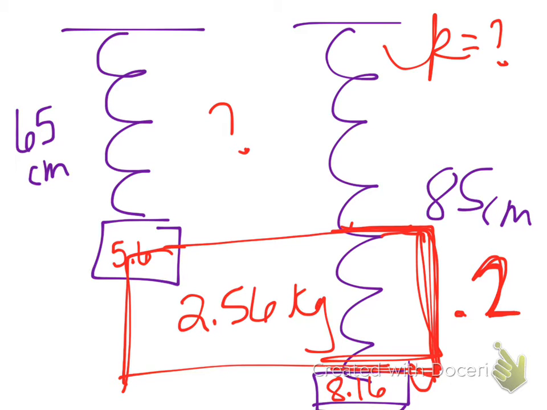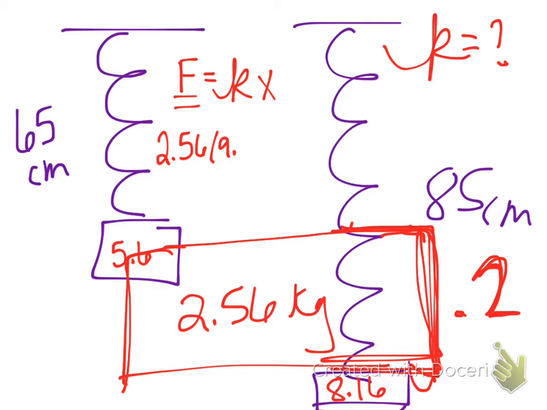Okay, so if I want to solve for my spring constant, I'm going to say F equals Kx. What force is causing this thing to stretch? Gravitational force. So I'm going to use this mass that I know has added to it. 2.56 times 9.8 equals K times the change in displacement when this mass was added to it. So 0.2 meters. Okay, is that kind of making sense?